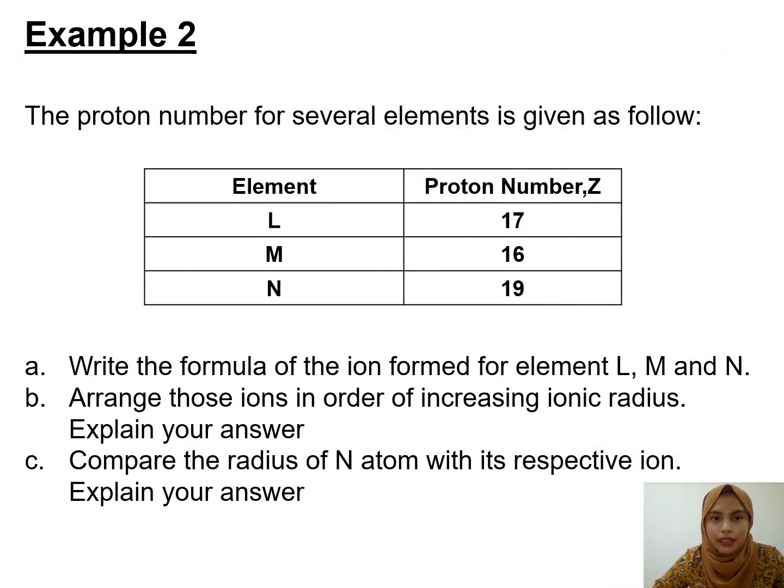Next example, the proton number for several elements is given as follows. You ada element L, M and also N with different proton numbers respectively. So the question asks you to write the formula of the ion formed for element L, M and N. Arrange those ions in order of increasing ionic radius and explain your answer, and please compare the radius of an atom with its respective ions, and then explain your answer as well. So how do you do this?